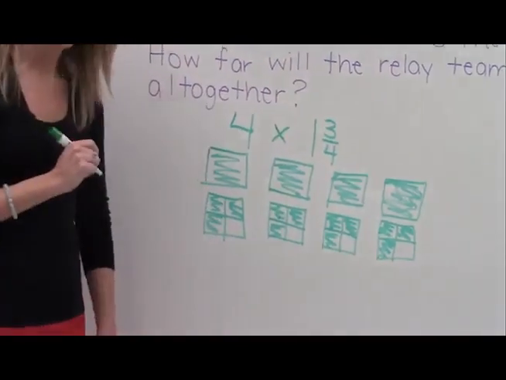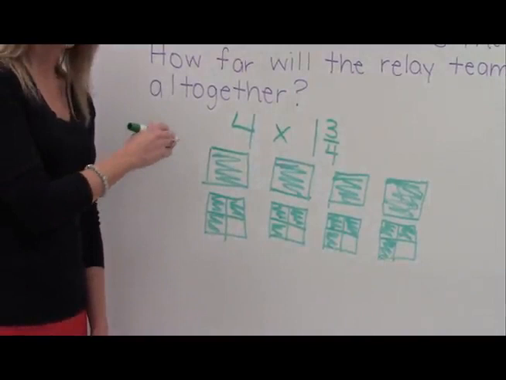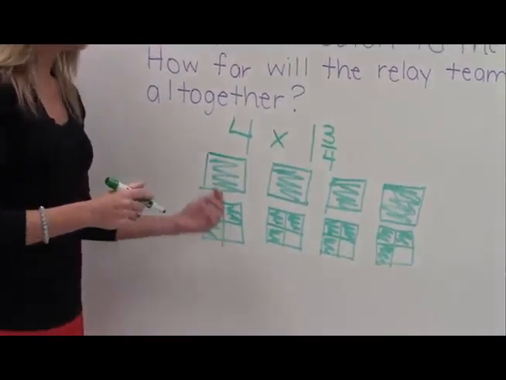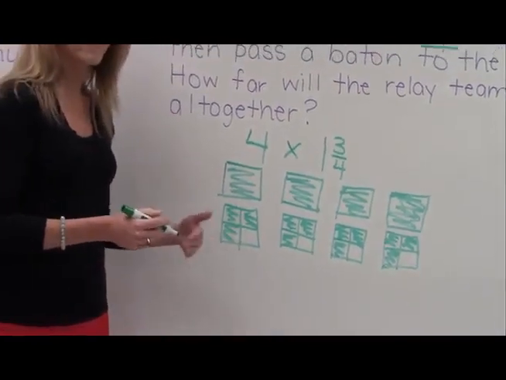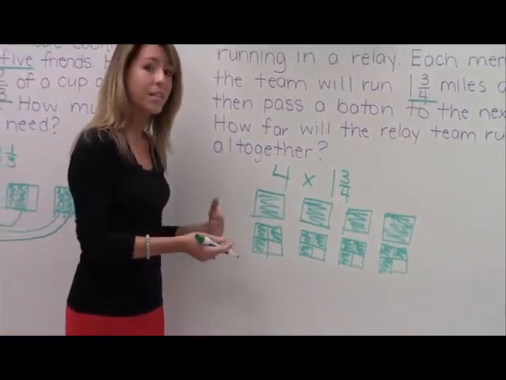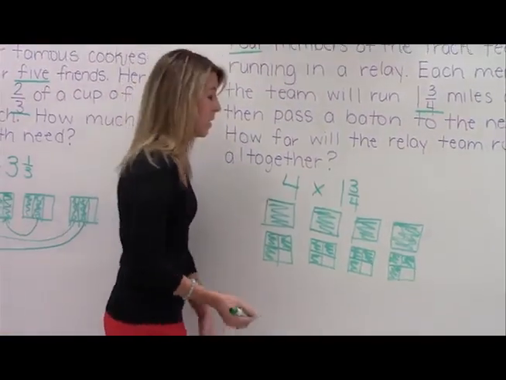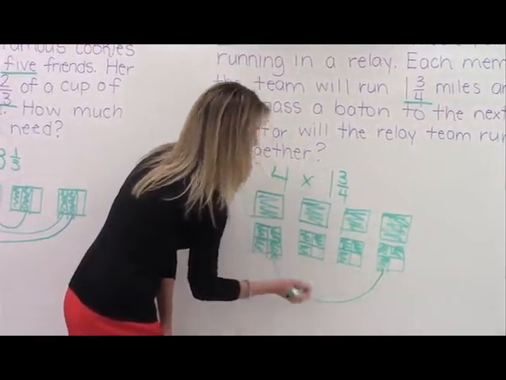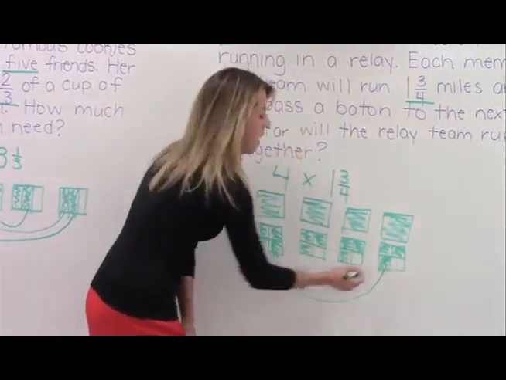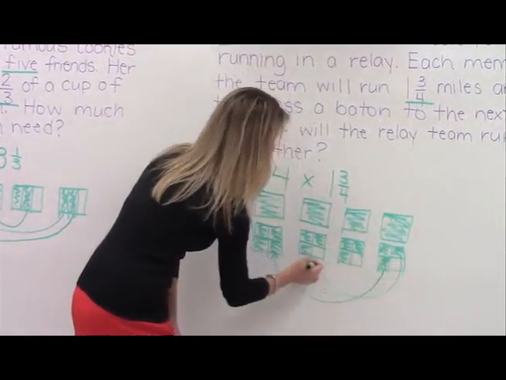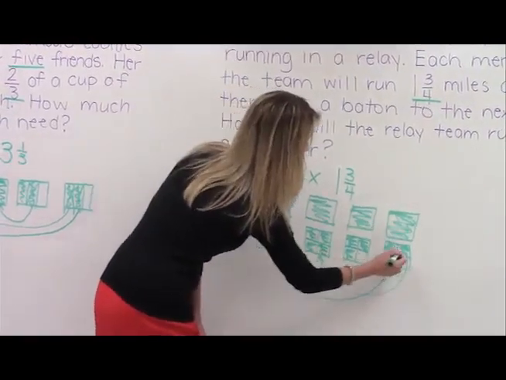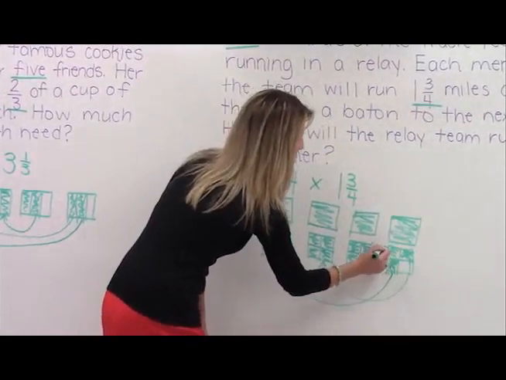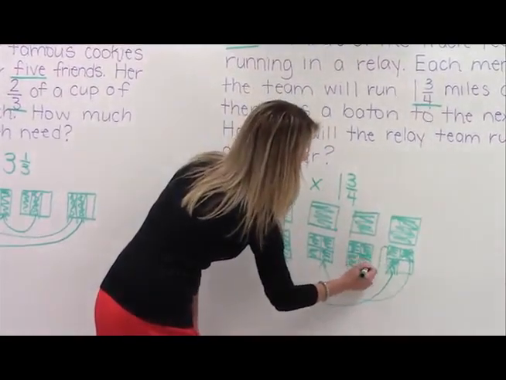Okay, now that I've drawn my 4 groups of 1 3/4 miles, just like the last problem, I'm going to see if I can combine some of those fourths to help me make whole miles. I can transfer this 4th to make a whole mile. I could also transfer this 4th to make a whole mile, and this last 4th to make a final whole mile.